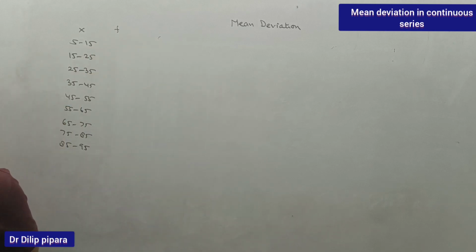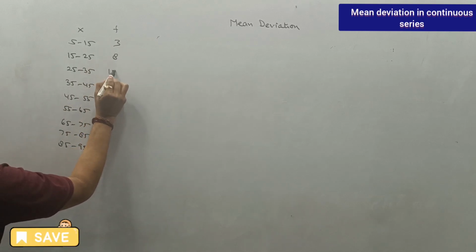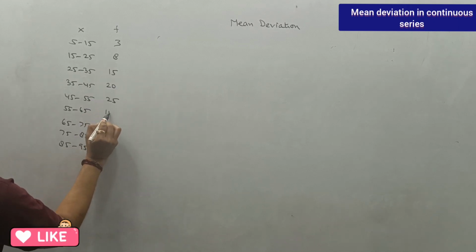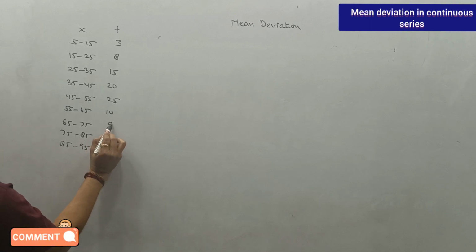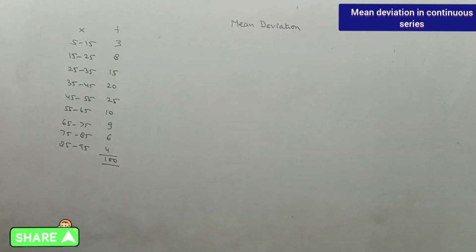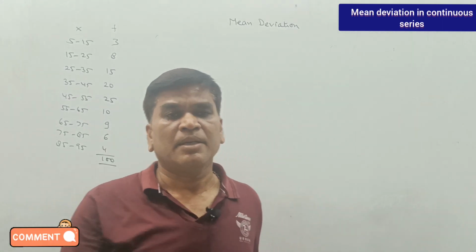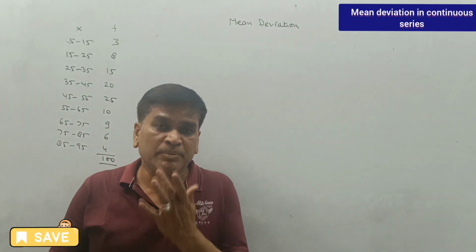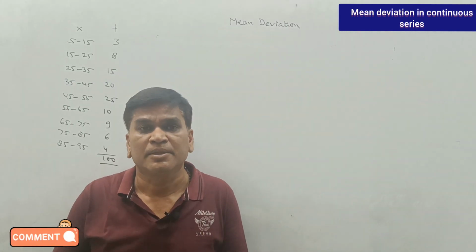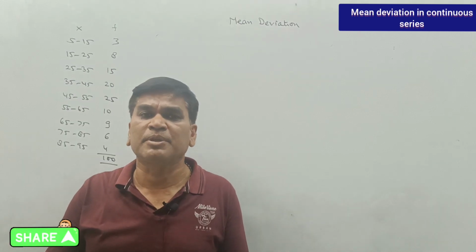The frequencies given are 3, 8, 15, 20, 25, 10, 9, 6, 4, and the total is 100. Here we have a problem of continuous series in which we have to calculate mean deviation with the help of the median and with the help of the arithmetic mean. So first I am calculating mean deviation with the help of the median.